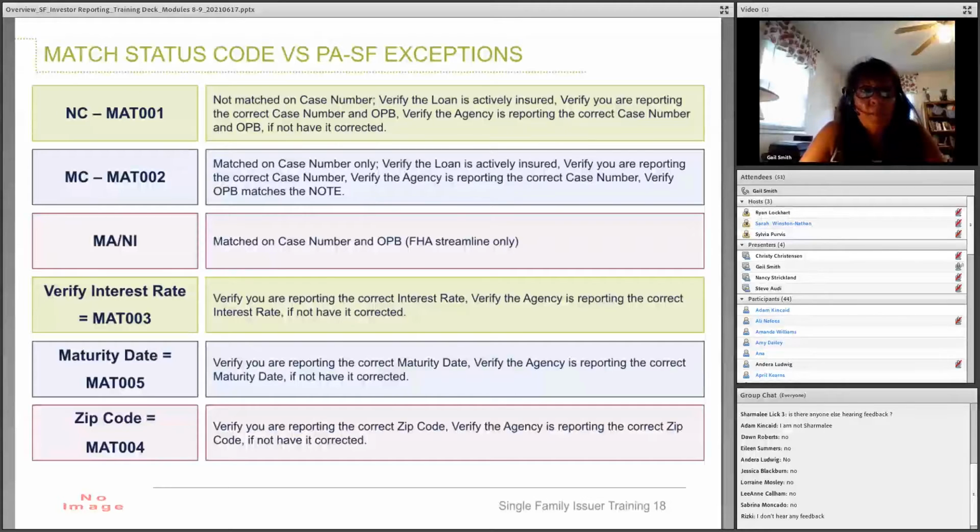Now for MAT 003 and MAT 005, there is an exception if your loan is modified and you're reporting it accurately as a loan purpose 3 or a loan purpose 4, HAMP or non-HAMP. These will be skipped during matching because we know that the loan terms have been adjusted.